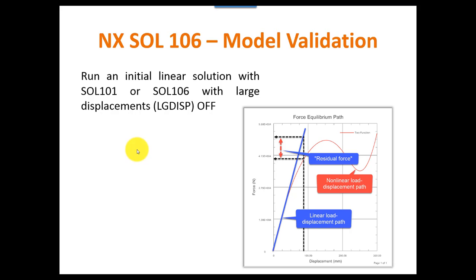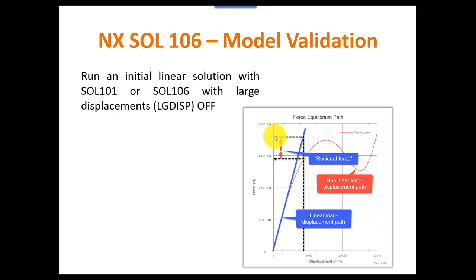What I will always recommend when you run a nonlinear analysis is to start with a linear analysis, and you can do that with SOL101. Or you can use SOL106, but then you have to turn the large displacement options off. What happens then is that you assume a linear behavior. So you use the initial tangent stiffness in order to predict the reaction forces.